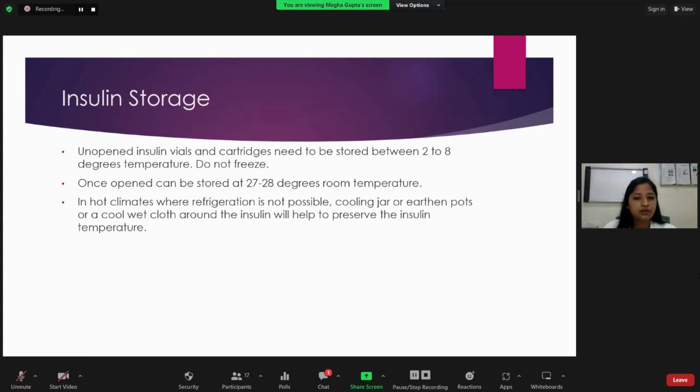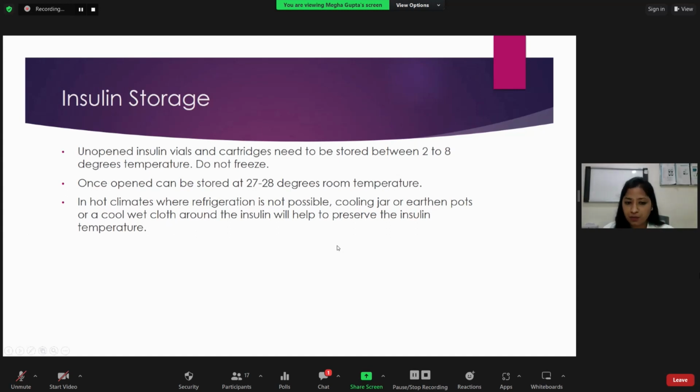Insulin storage: how to store the insulin after buying it, loading the pen, injecting the insulin. The main point is how to store the insulin, because if you do not store it properly, the efficacy of the medicine can be lost. So it is very important to tell the patient how to store the insulin properly to maintain its efficacy. All unopened insulin vials and cartridges need to be stored between 2 to 8 degrees. They should not be kept in the freezer or the chill tray. They have to be kept in the door side of the fridge.